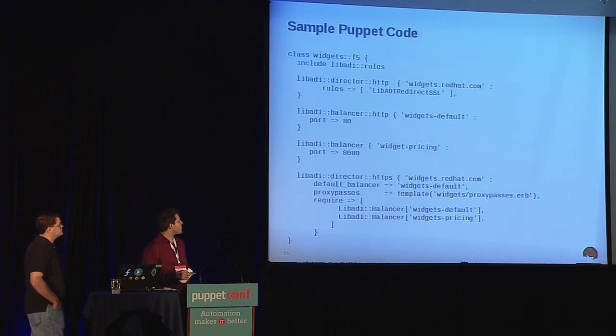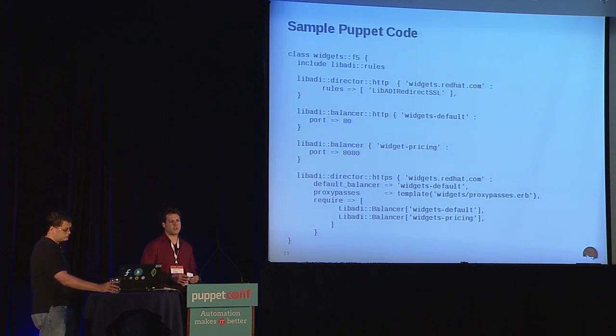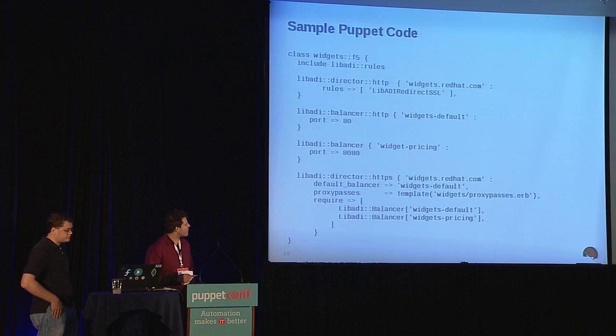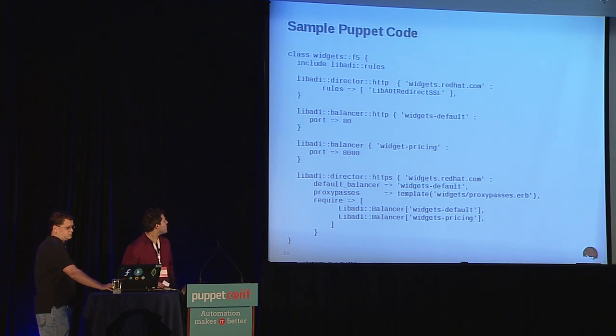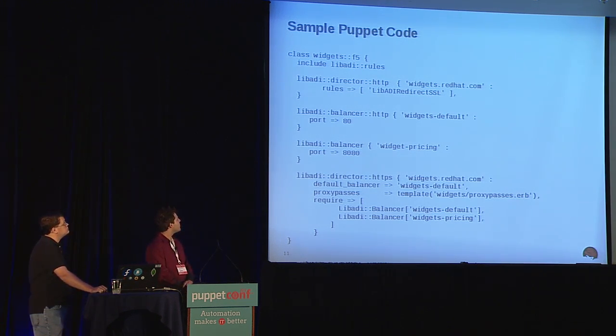The next parameter there, proxy passes, is where we actually give it the logic so it knows what URLs go to what application layers. It's as simple as providing a template file that has a class or an F5 class defining which URLs go to which balancers. And then, of course, they're required to make sure that your balancers exist before you try to define that director. We tried to make this very simple.